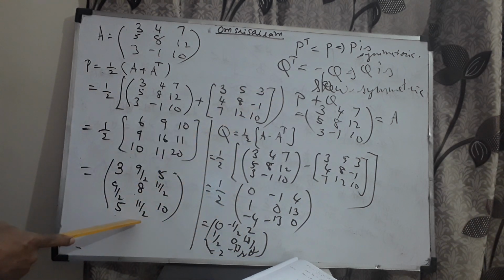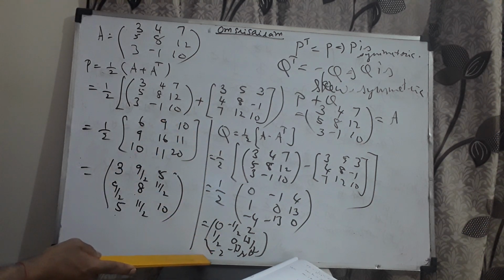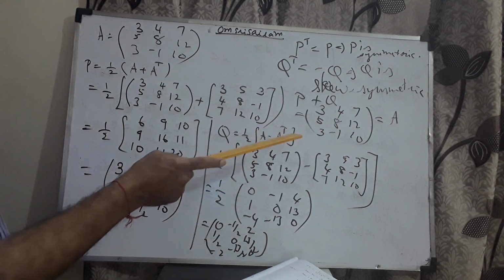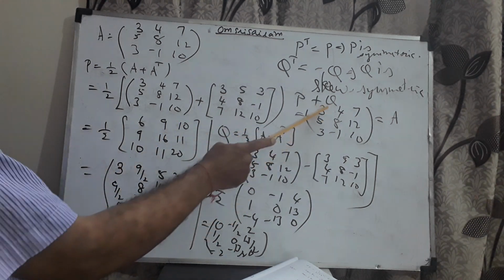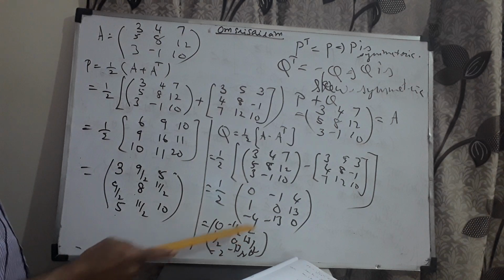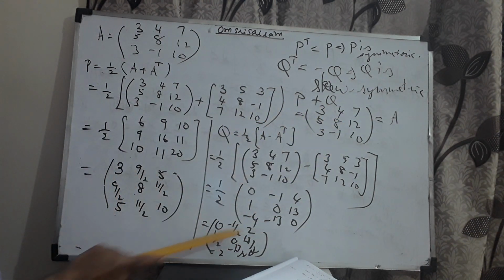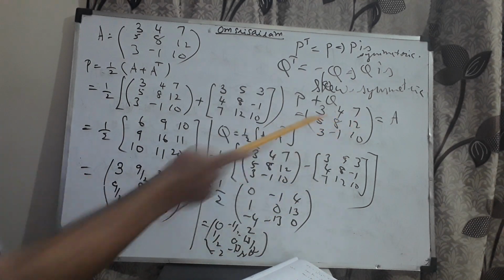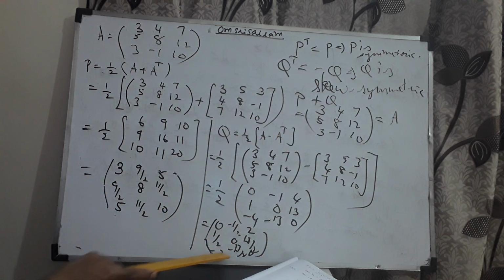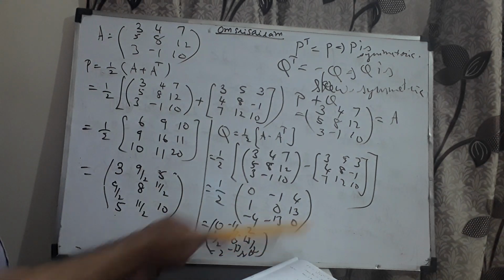Now P transpose is P, you can check, therefore P is symmetric. Q transpose equal to minus Q, you can check, therefore Q is skew symmetric. Then addition of these two will give you 3 plus 0 is 3, 9 minus 1, 8, 8 by 2 is 4, 5 plus 2 is 7, 9 by 2 plus 1 by 2, 10 by 2 which is 5, 8 plus 0 is 8, 11 by 2 plus 13 by 2 which is 12, 5 minus 2 is 3, 11 by 2 minus 13 by 2 is minus 1, 10 plus 0 is 10.